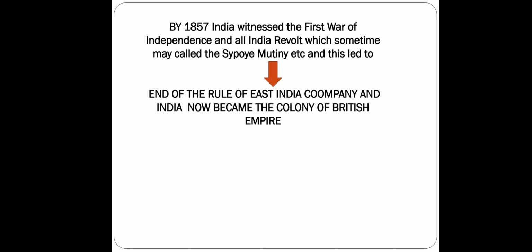And with this 1857, the British government took direct control of India and its administration, and the era of company rule in India ended, and ended in a very dramatic style. Now India became a complete colony, a subjugated and dependent territory of the British Crown.